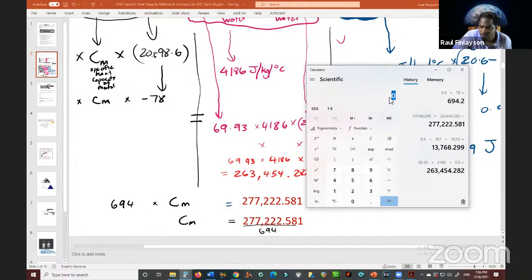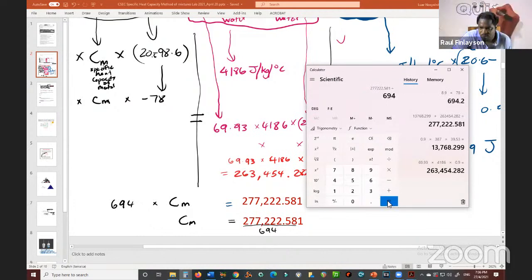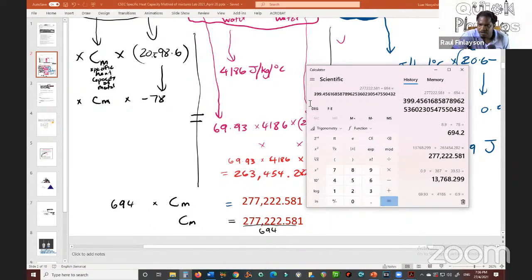Really? I paste the number. Oh, that's what we did. Okay. So we divide that by this number here, 694, and that's our answer. Yep, the answer there is 399. That should be the answer.